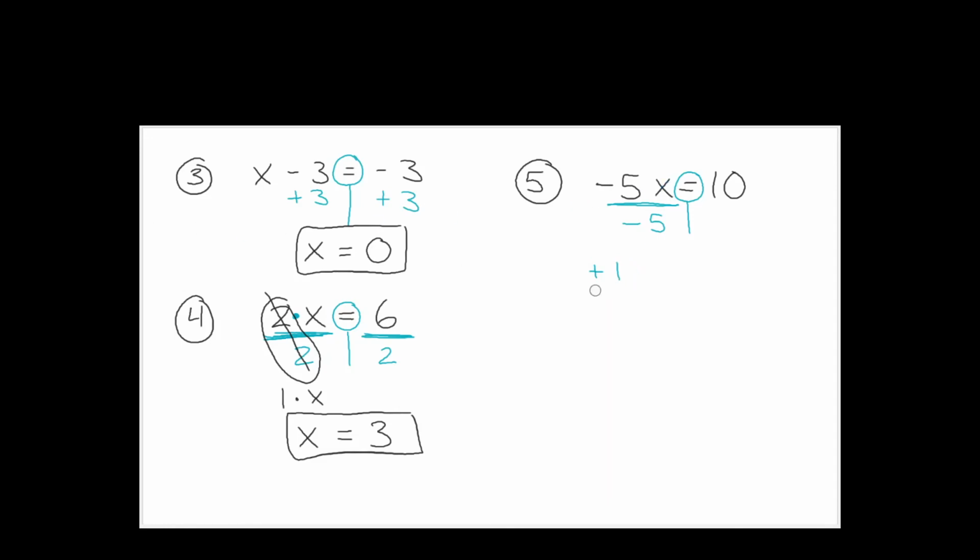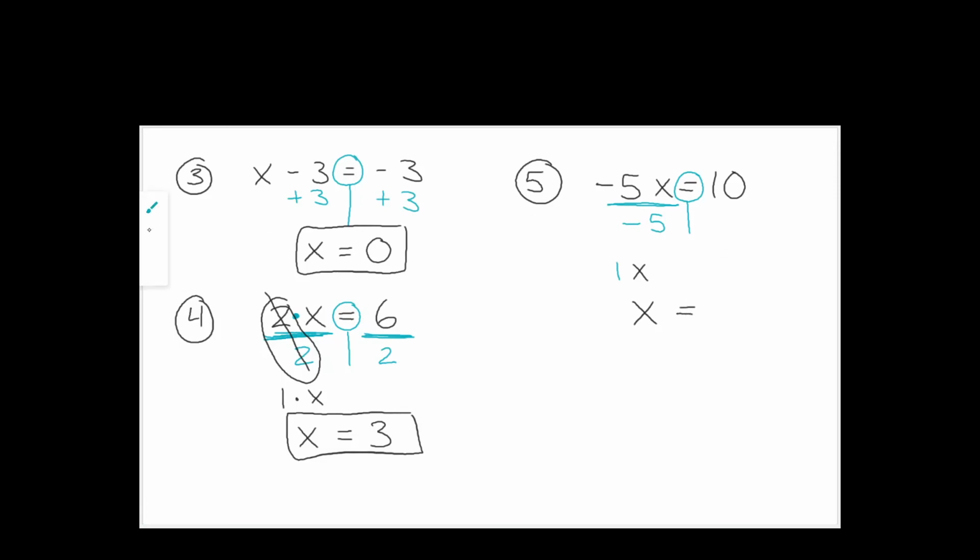I'm going to erase that plus sign because it's going to annoy me. But if you need to write that note to yourself, you can. We have negative 5 divided by negative 5 is positive 1, and 1 times x is still just x, which is our goal when we solve. We want the variable by itself.